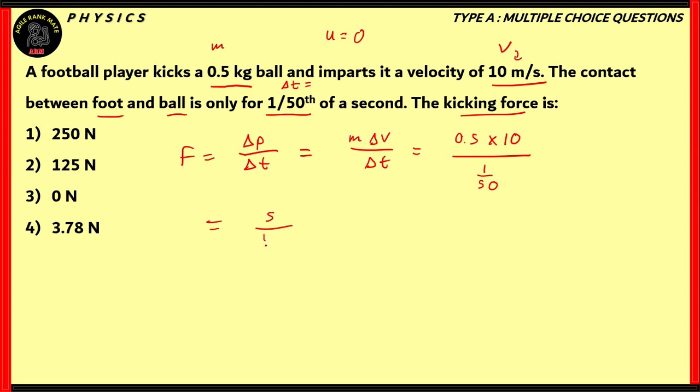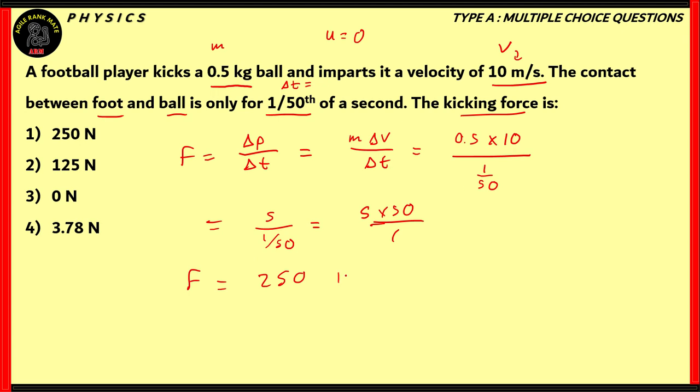So 5 over 1/50. All you have to do is to use the same idea here. So 50 goes to the numerator. 5 into 50 over 1, which means 5 into 50. So 5 times 50 is, of course, 250.